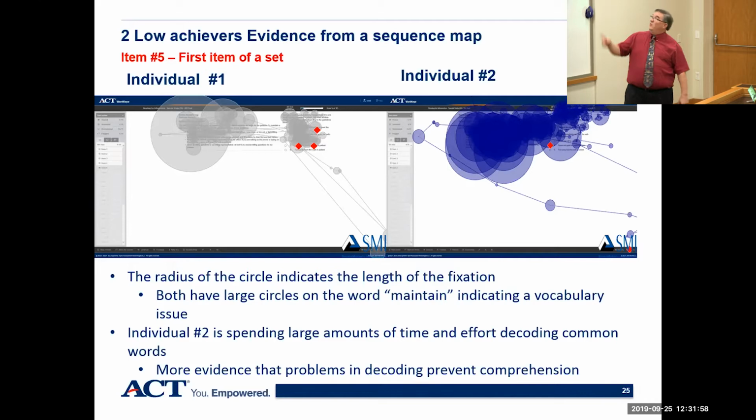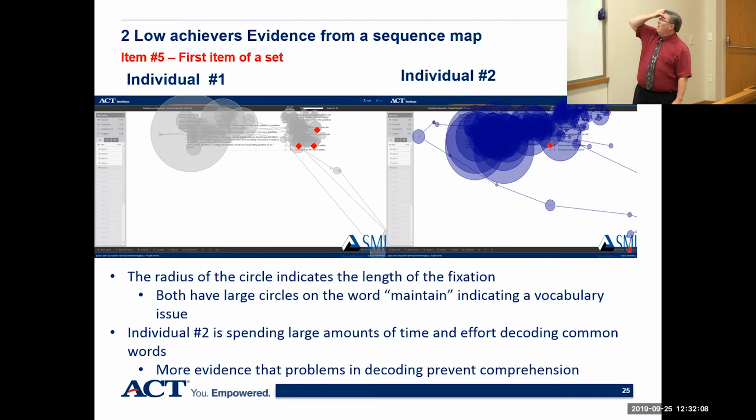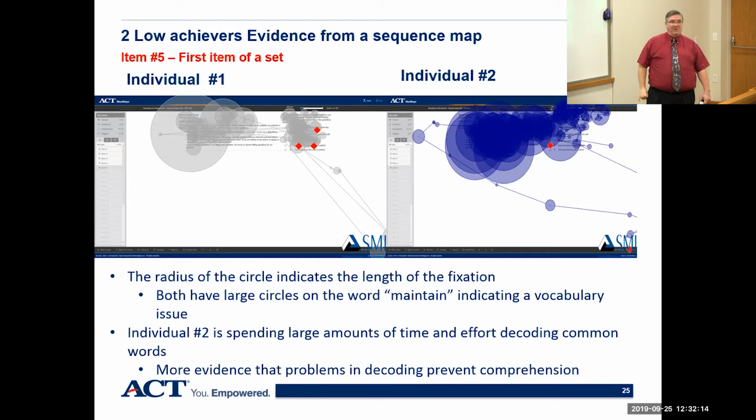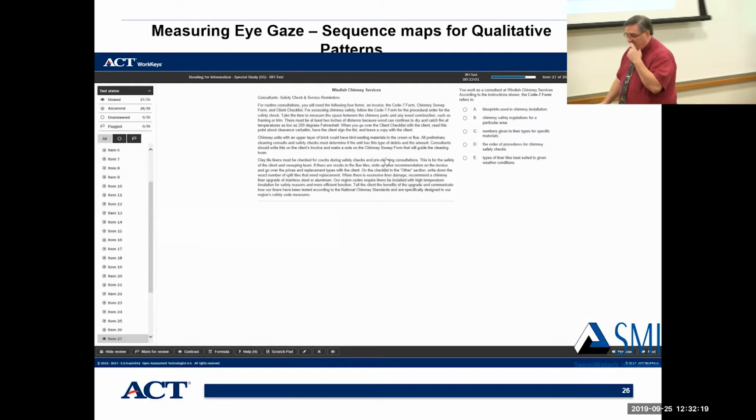The person on the right has a giant circle for virtually every word on the page. That person scored a 3, and a 3 indicates that they had a bronze level. They struggled with reading virtually every word regardless of grade level. Now, we're gonna play this out and I'm gonna point some things out. This is the actual time-lapse sequence map of our low score.